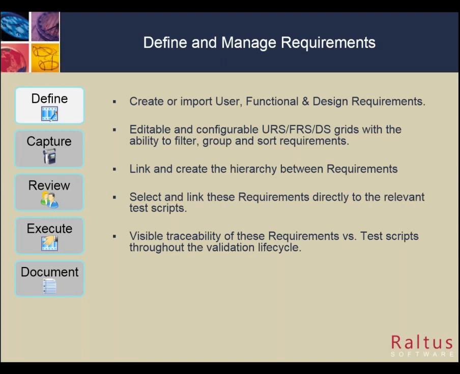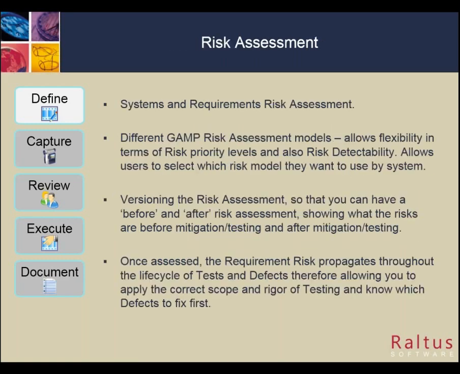So with your user and functional requirements, you can see what the hierarchy is and control that. You can then also select and link those requirements directly to test scripts. The other thing that's very useful is to be able to see the traceability in real time between the requirements and the test scripts, and see in your project where you are and what you have to do.